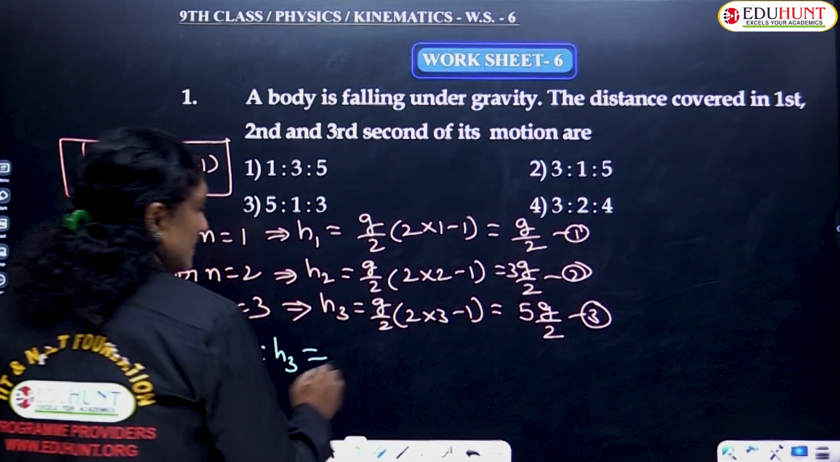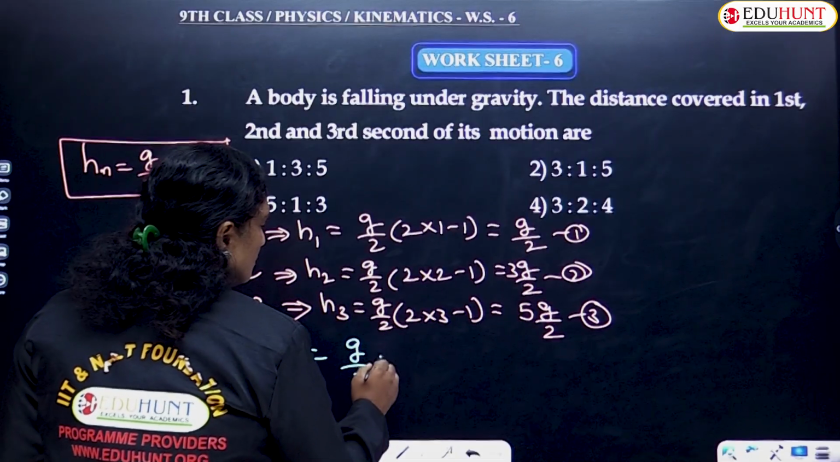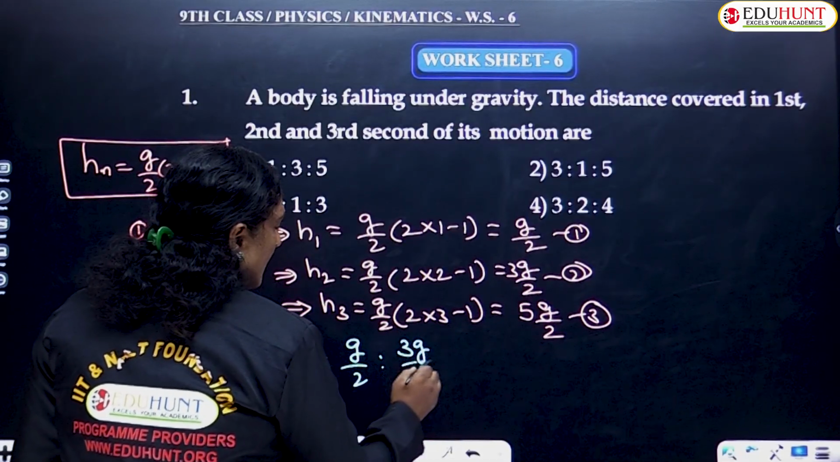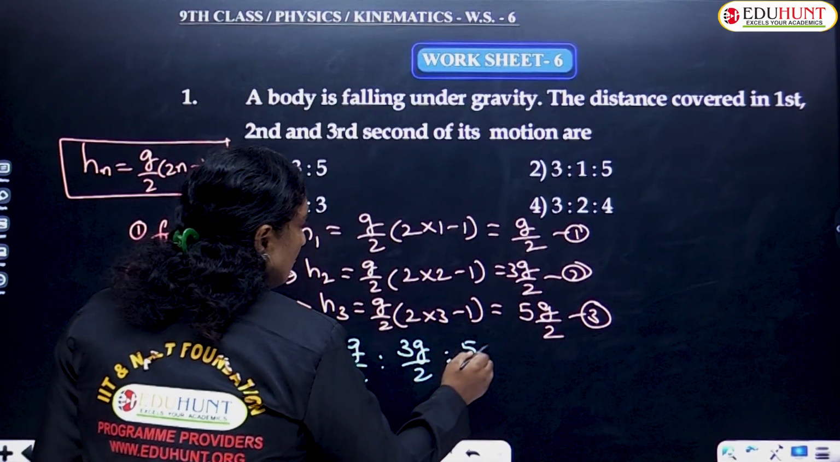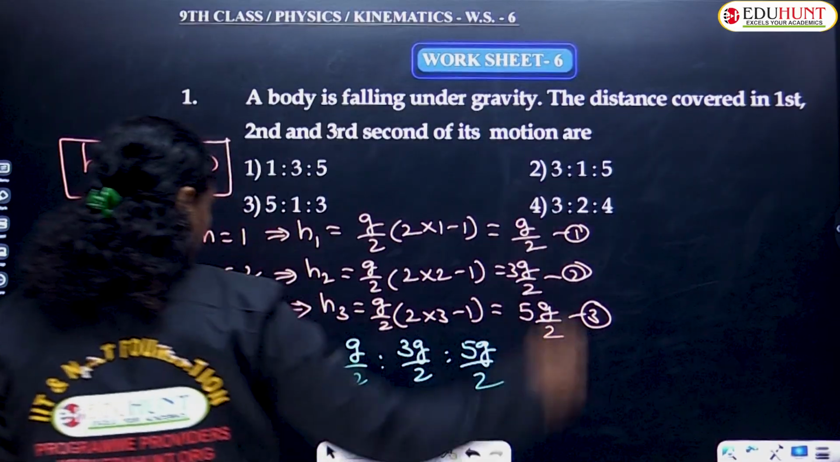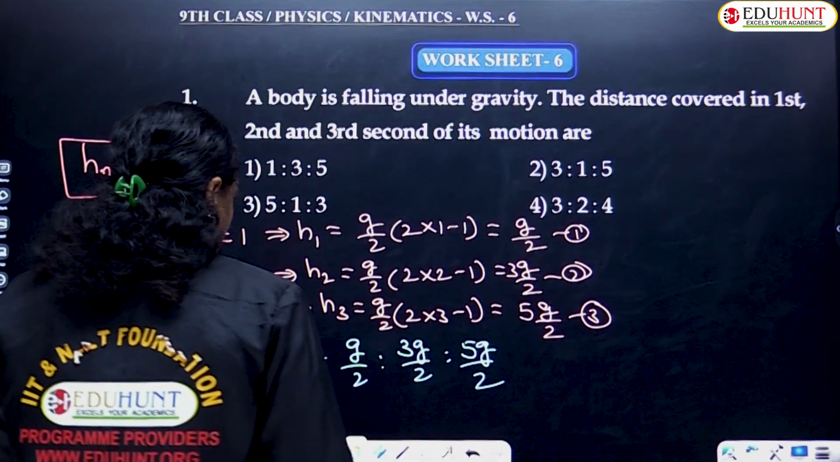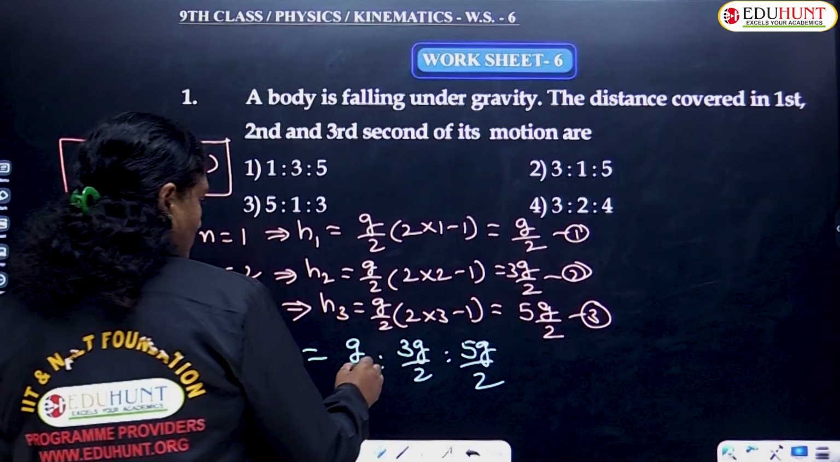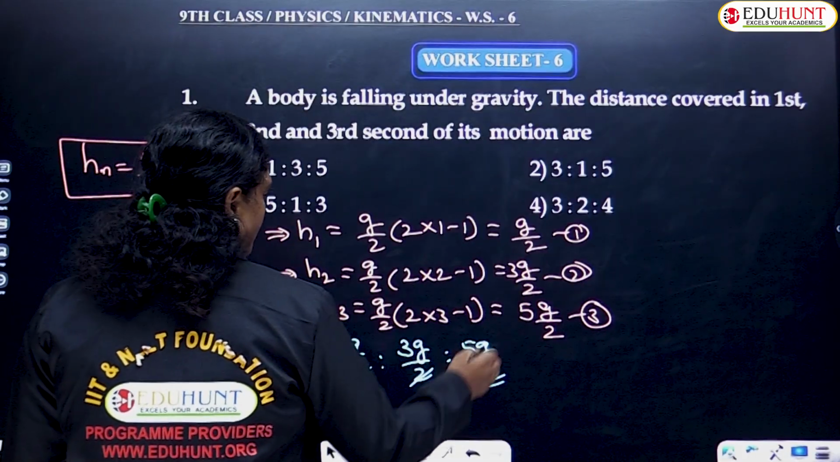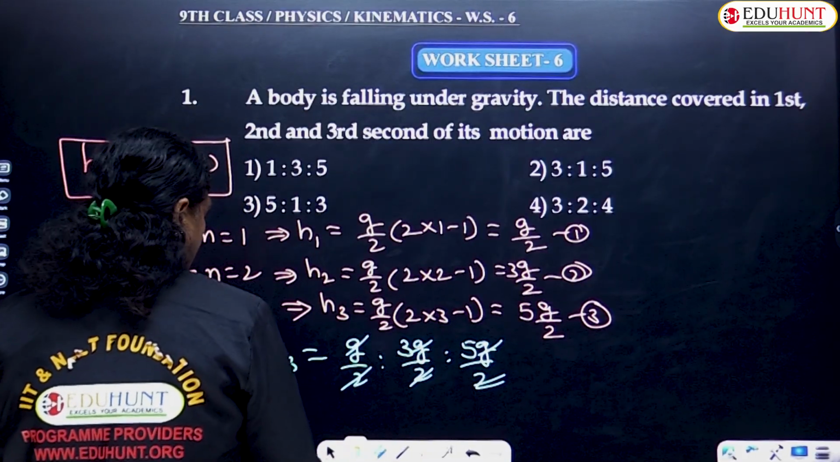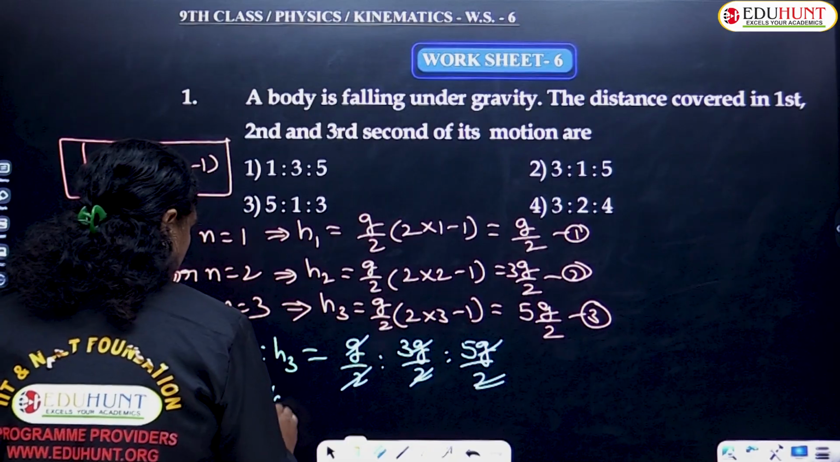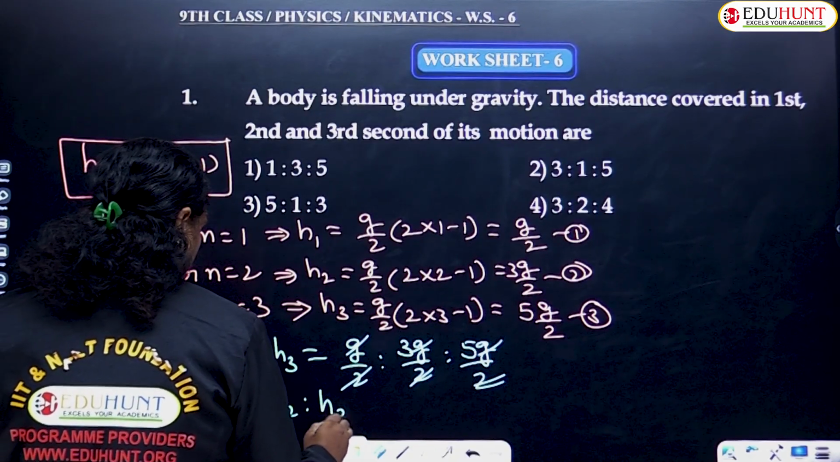Hence, the answer was found to be 24.5 meters. What is the answer, children? 24.5 meters. So the separation between the two bodies was found to be 24.5 meters. Option number 4. So moving to the next question, question number 3.